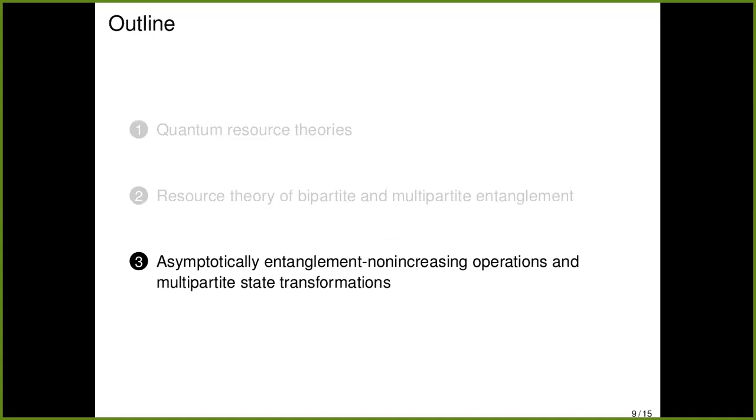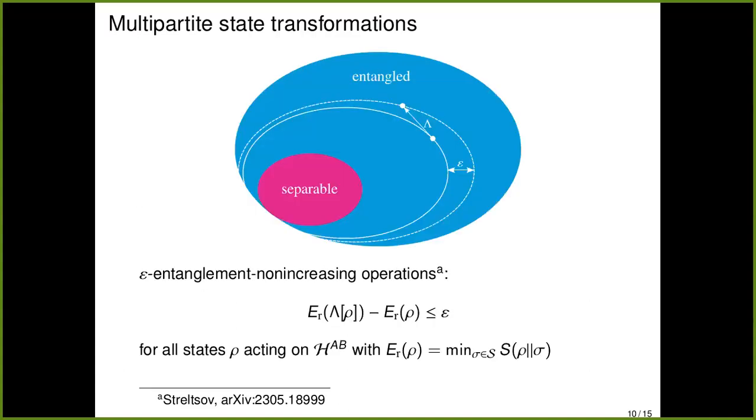Yeah, basically this leads us to what I call asymptotically entanglement non-increasing operations. Let's again look at this blue set, which you could imagine to be the set of multipartite entangled states. I call an operation epsilon entanglement non-increasing if it increases the relative entropy of entanglement of any state by at most epsilon. So if that holds for all states, then the operation is epsilon entanglement non-increasing. And E_R here is the relative entropy of entanglement.